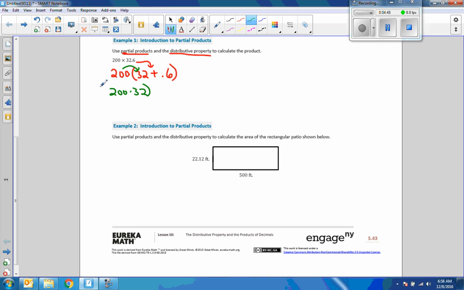Okay, and in the distributive property, we are now going to take 200 times 32. Okay, and I like putting parentheses around the operations, and then this plus sign is going to come down. And then I am going to multiply 200 times 0.6. So then I'm going to put a parenthesis here, and it's going to be 200 times 0.6.